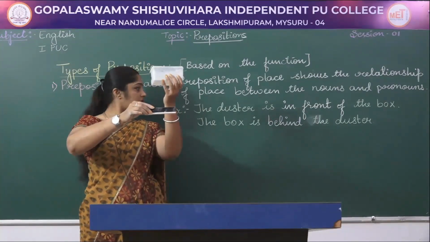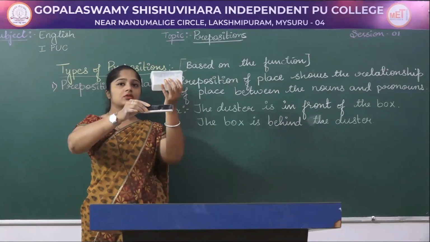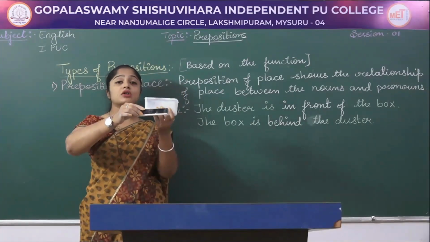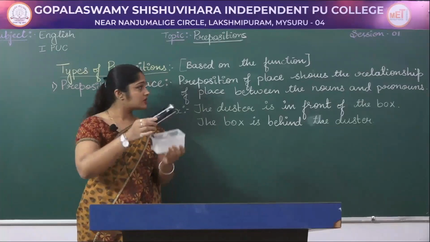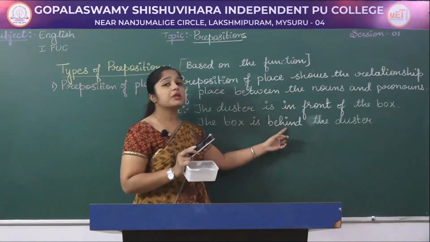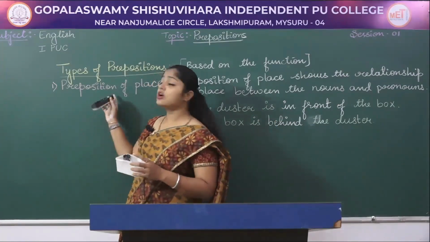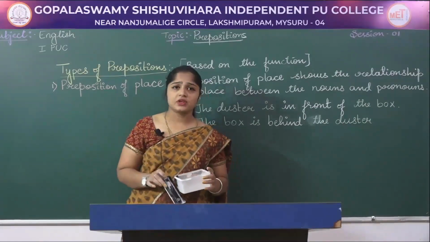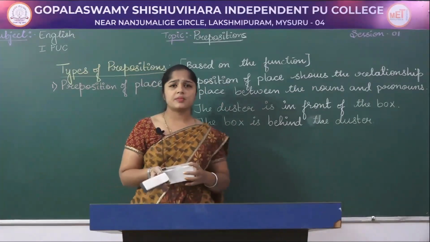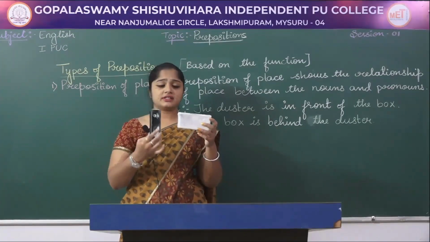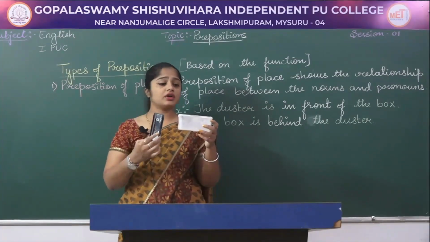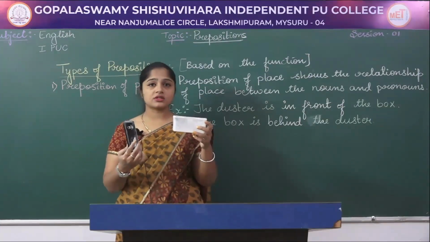Likewise, where is the box? The box is behind the duster. So the words in front of, behind are examples for preposition of place. A few more examples we can see. Where is the duster now? The duster is beside or next to the box.